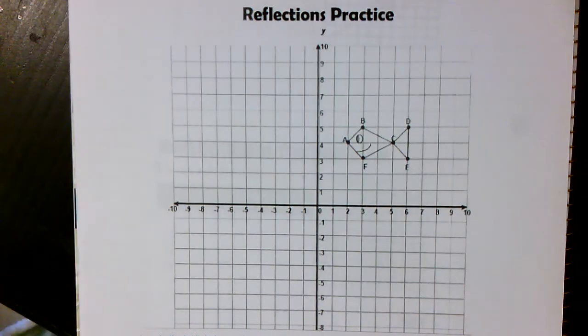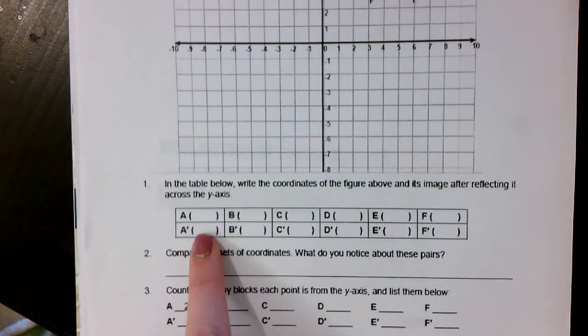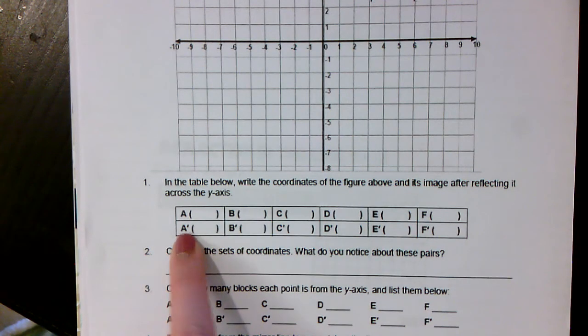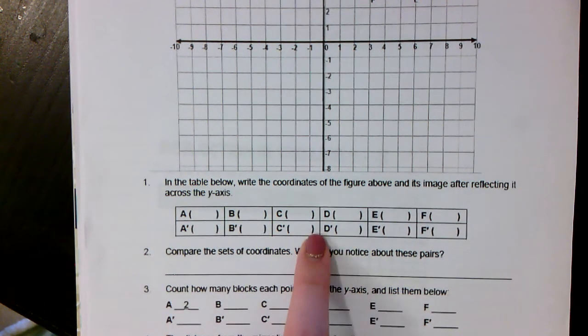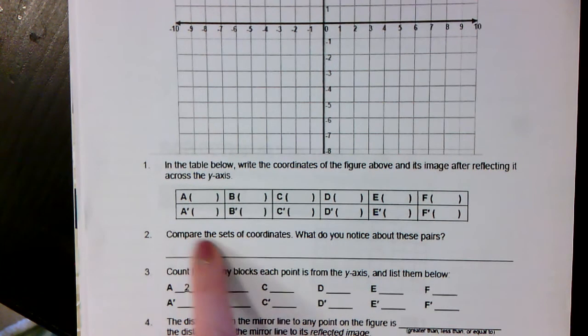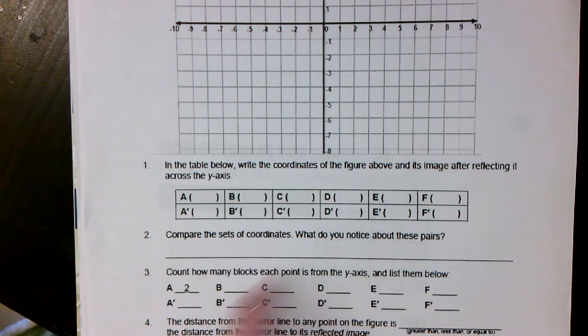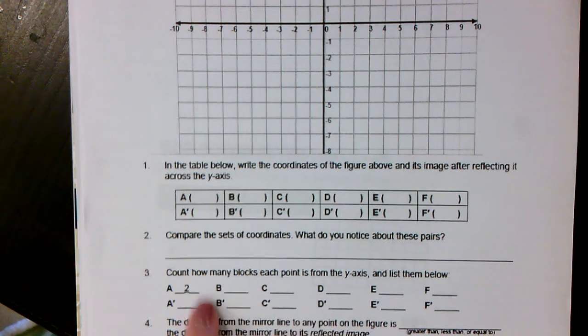And if you can't remember the rule that you do, it is in your notes. What do you do when you reflect across the y-axis? There's something you do to your coordinates. And then you'll write the new ones right here beside each letter primed, A prime, B prime, C prime. And it's going to ask you to compare them. What do you notice? And then it wants you to count how many blocks each point is from the y-axis.